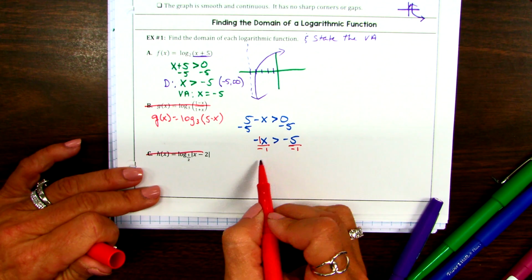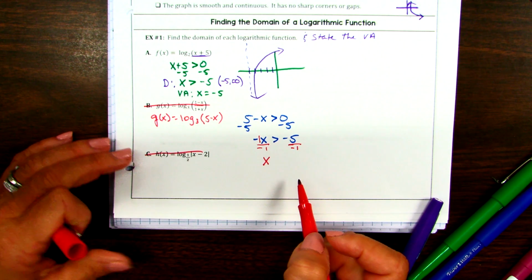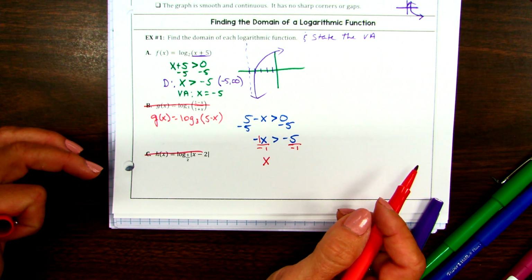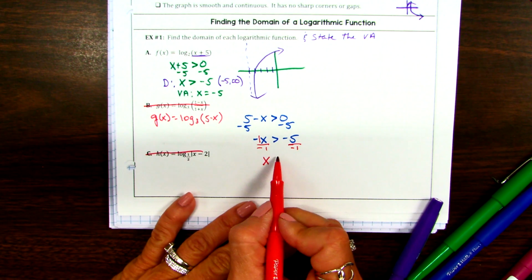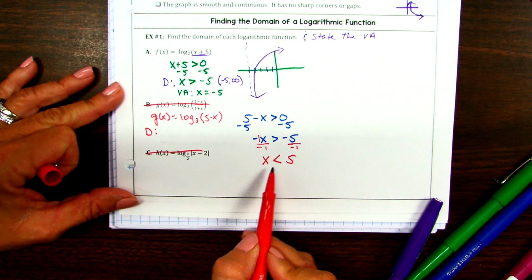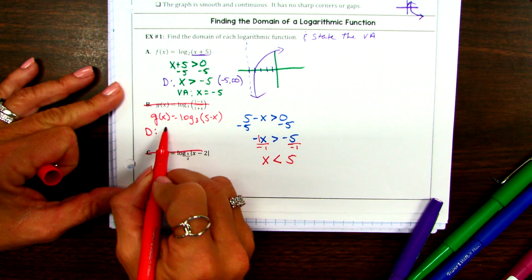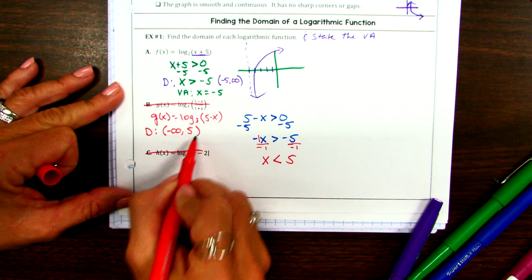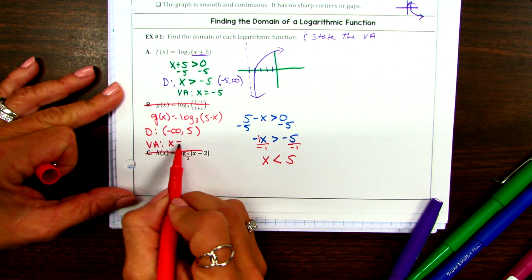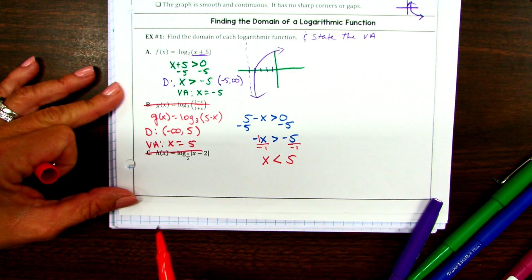And it's been a while since you had to remember this, but do you remember what happens when you multiply or divide by a negative number when you're solving an inequality? You flip your inequality symbol. I haven't had to do that in a while, right? So your domain would be all the numbers less than 5. So that's from negative infinity to 5. And 5 is your vertical asymptote. X equals 5. This is a really simple way of doing it.